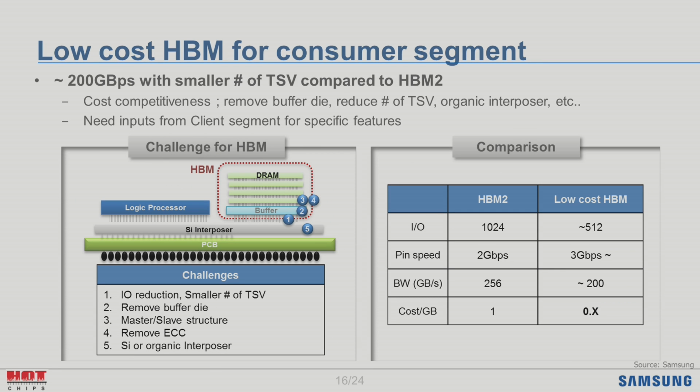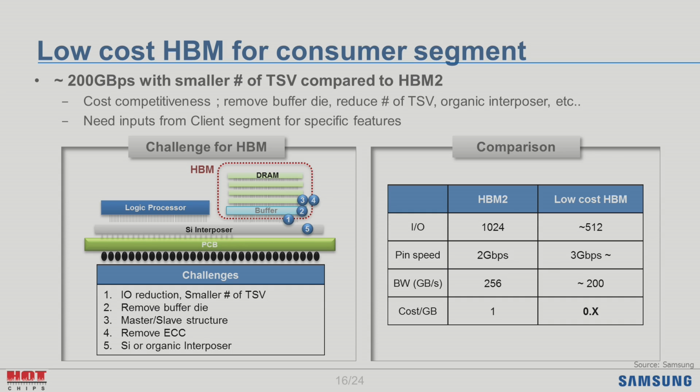Although I already mentioned it briefly, HBM2 can support innovative high bandwidth performance, but we have to balance between the performance and the cost associated with the 2.5D or the stacking structure and so on. So we have defined the low-cost HBM for the consumer or client segment. In order to achieve availability and cost benefit in client systems, we can think of some kinds of challenges.